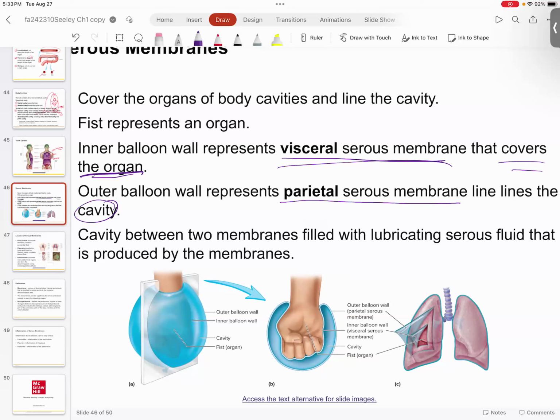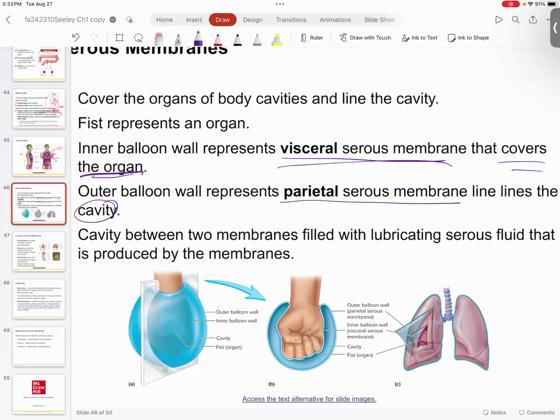Generally speaking, the wall of the cavity has this parietal membrane on it. It's like a liner of wallpaper, right? And then you'll have a space, typically called the serous cavity, like the pleural cavity in the lungs. And then on top of the actual organ itself will be another very thin layer, a very thin membrane. That's going to be that visceral layer.